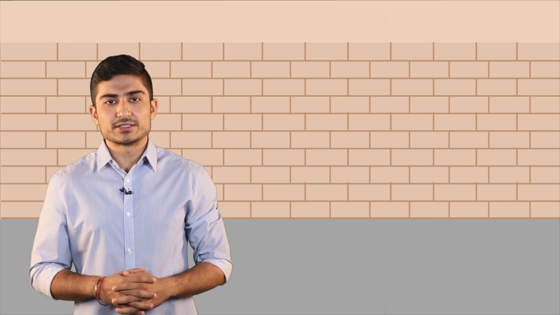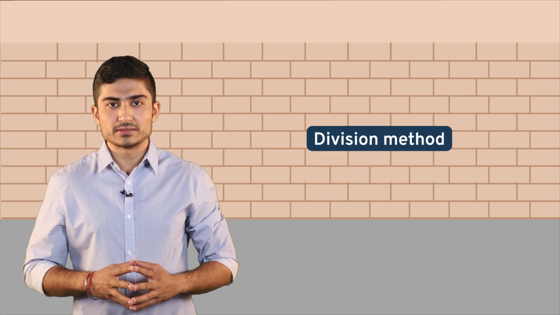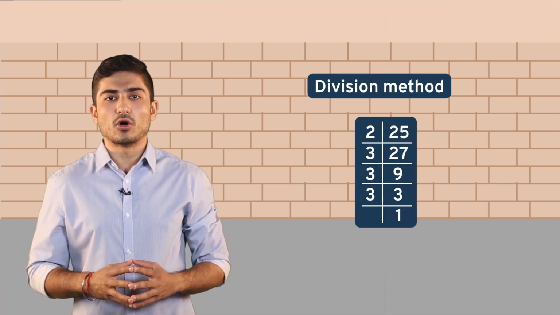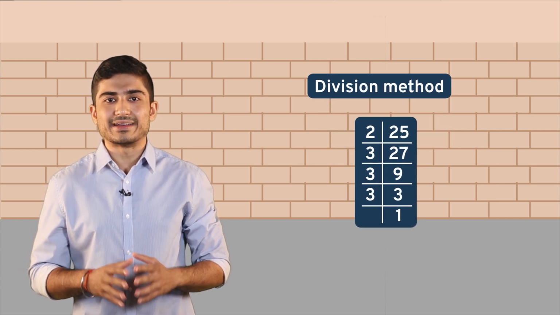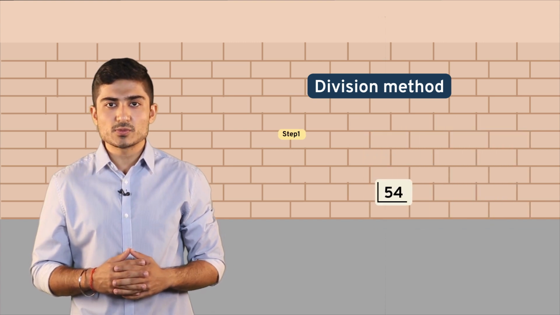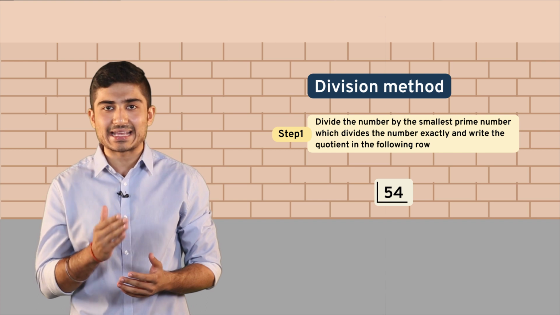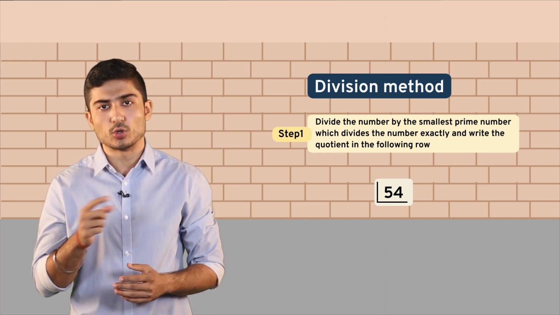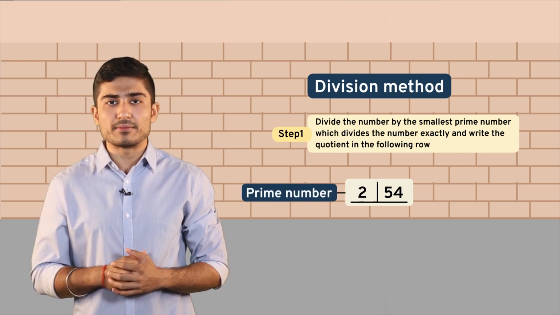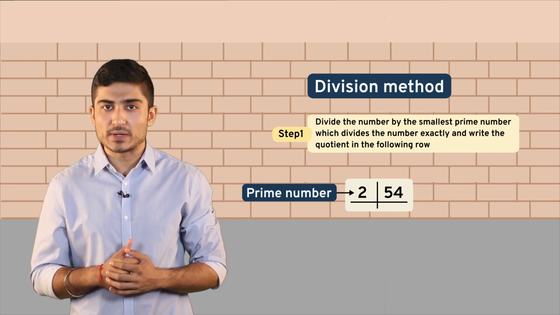Now let's learn another method of prime factorization. It's known as the division method. In this method, we find all the prime factors of a number by repetitive division. First, we'll divide the number by the smallest prime number which divides the number exactly, and write the quotient in the following row. Here 2 is such a prime number and we get the quotient as 27.